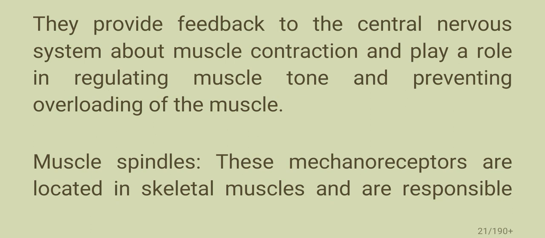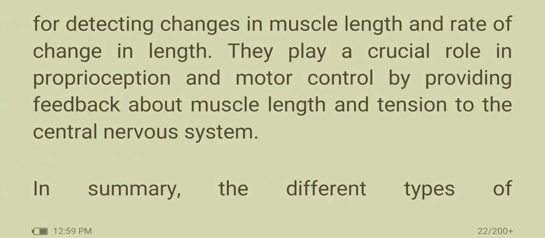Then muscle spindles. These mechanoreceptors are located in skeletal muscles and are responsible for detecting changes in muscle length and rate of change in length. They play a crucial role in proprioception and motor control by providing feedback about muscle length and tension to the central nervous system.